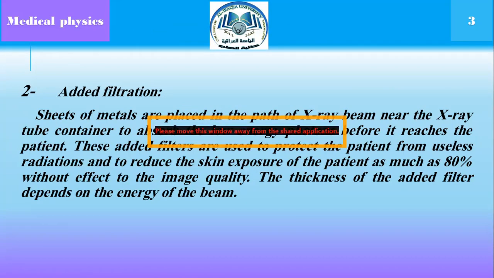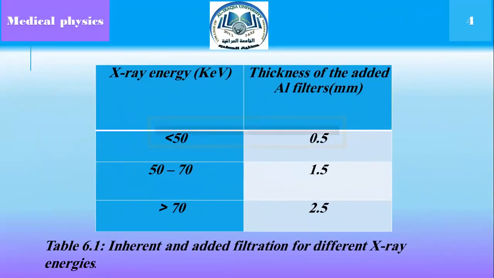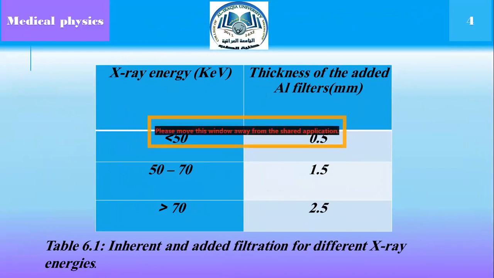The thickness of the added filters depends on the energy of the beam. In this table, we explain the values put by the National Council on Radiation Protection and Measurement, which has recommended the thickness of the aluminum sheets that can be used for inherent and added filtration.